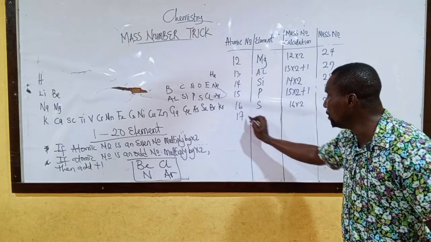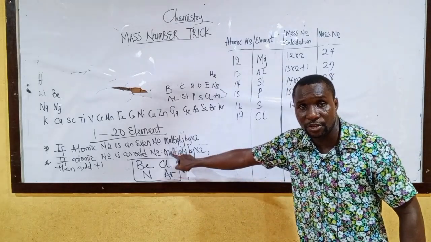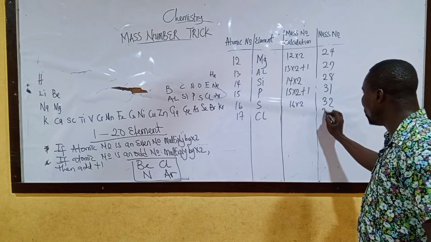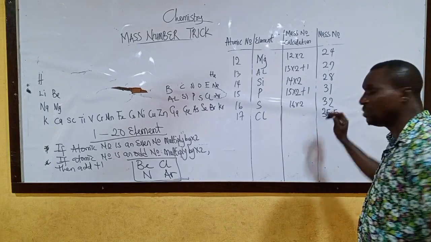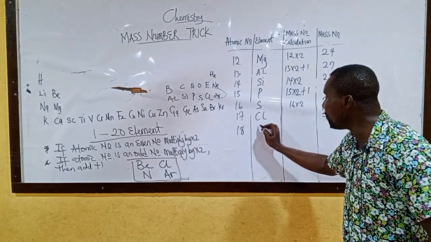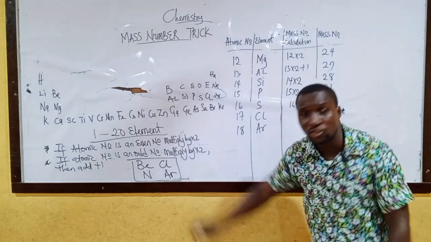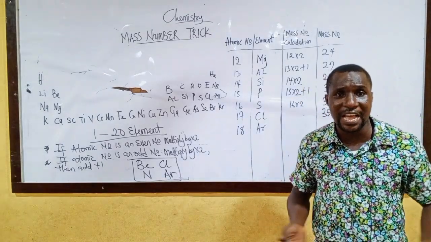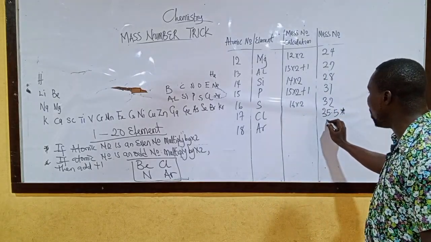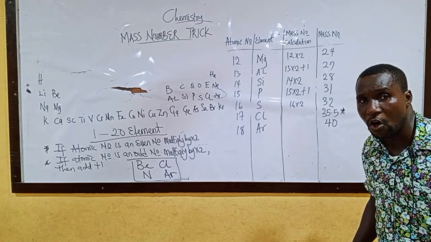We have 17, which is chlorine. Chlorine is a special case. I told you, a special case doesn't obey any of the rules. Let me give it to you directly. It's 35.5. That one is a special case. Then 18, we have argon. I told you argon is also a special element that does not follow the rule. Its mass number is 40. Argon is 40.